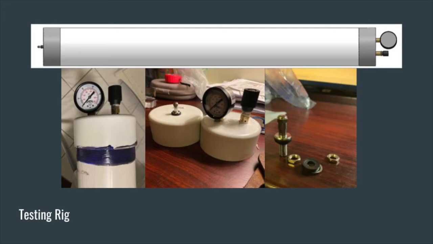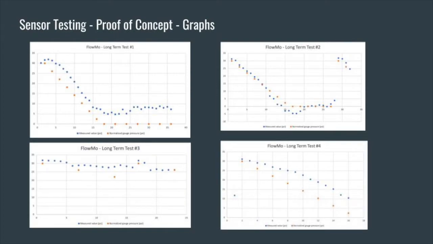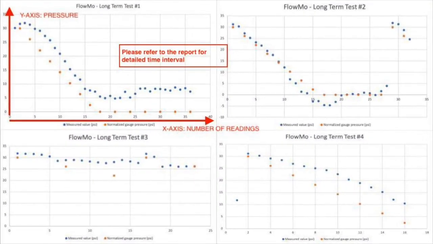The main components of the testing rig are the pressure relief valve, the pressure input, and the pressure gauge. The max pressure for this system is 46 psi, of which the team pressurized it to around 30 psi for testing purposes. A variety of long-term tests were carried out on the testing rig to confirm the correlation of the sensor readings to the gauge pressure measured by the testing rig. The average leak rate of the testing rig was calculated over all of the tests carried out, and the normalized average leak rate has been applied to each of the tests you see right now. The x-axis is the number of readings and the y-axis is the pressure.